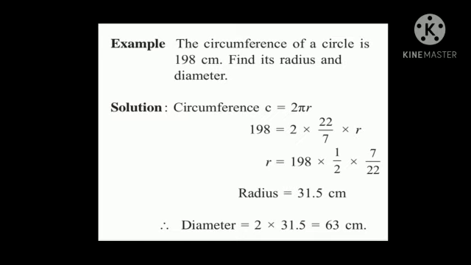Now we know that diameter is twice the radius. So we will substitute the value of radius into the formula of diameter, that is diameter is equal to 2 into r, which gives us 63 centimeter. Therefore radius is 31.5 centimeter and diameter is 63 centimeter. Children, this is how we solve the sum of circumference.